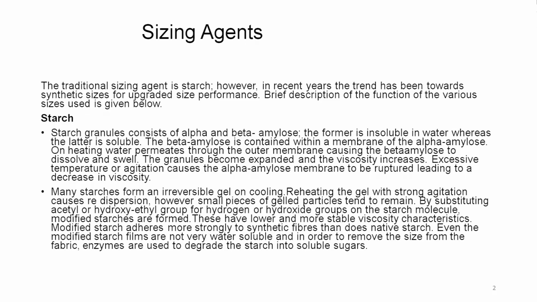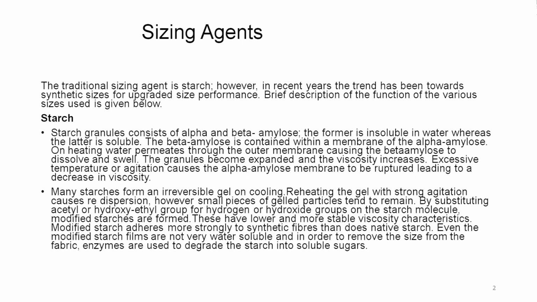Starch. Granular starch consists of alpha and beta amylose. The former is insoluble in water, whereas the latter is soluble. The beta amylose is contained within a membrane of the alpha amylose. On heating, water permeates through the outer membrane, causing the beta amylose to dissolve and swell. The granules become expanded and the viscosity increases. Excessive temperature or agitation causes the alpha amylose membrane to be disrupted or ruptured, leading to a decrease in viscosity.